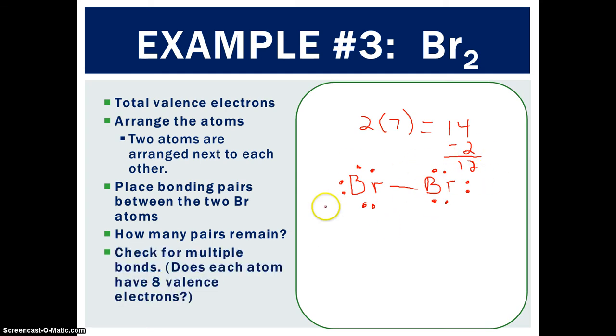Now check to see everybody who needs 8 has 8. 2, 4, 6, 8. That bromine's good. 2, 4, 6, 8. That bromine's good. Notice how I'm counting this line for both of them. This is a shared pair, so it counts as 2 for this bromine, and it counts as 2 for that bromine. This is my Lewis dot structure.